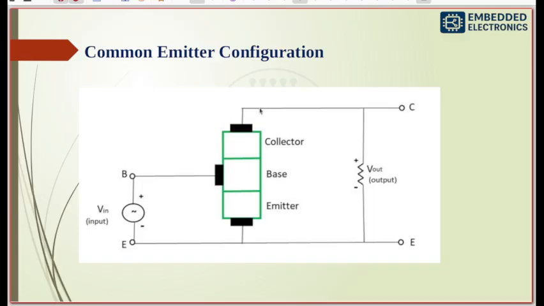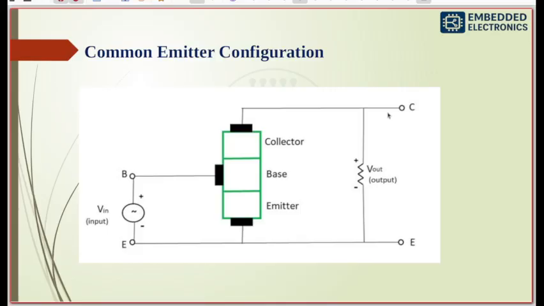Next is the common emitter configuration. Here the emitter of the transistor is grounded in common emitter configuration, which means the emitter is common. The base serves as the input and the collector serves as the output. The CE configuration is like the CB configuration. It has a forward biased BE junction and a reverse biased CB junction.